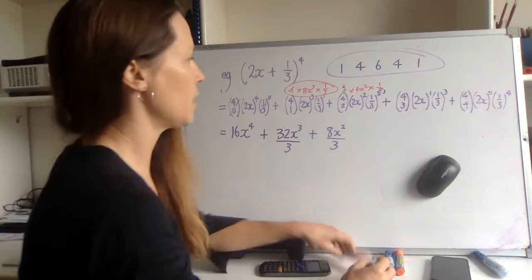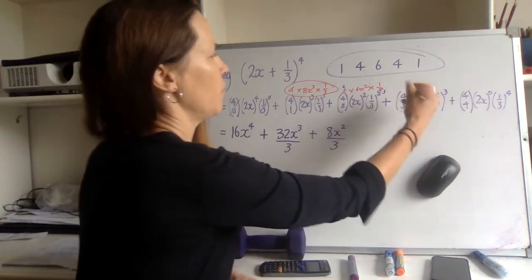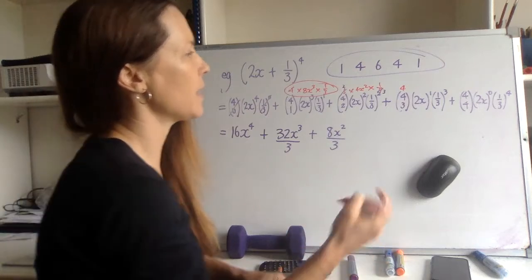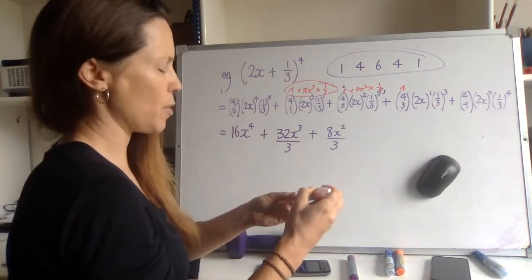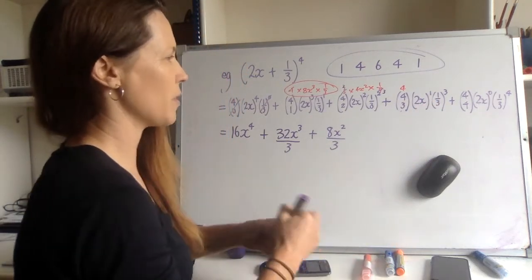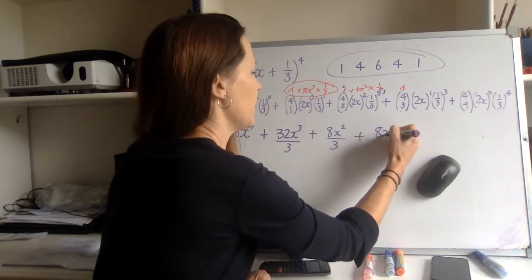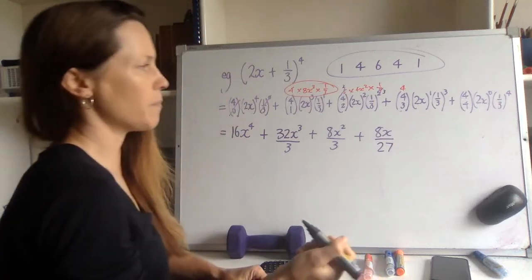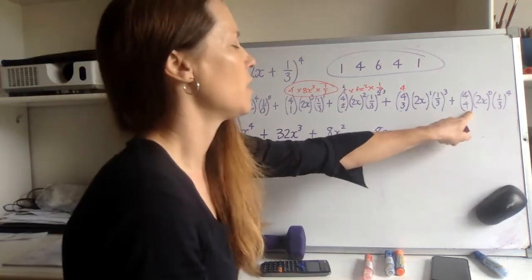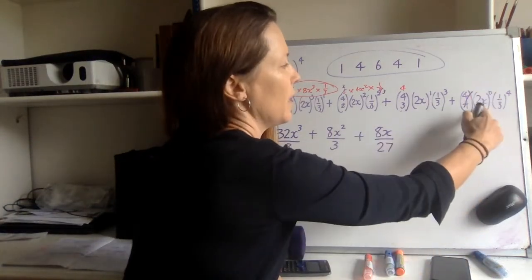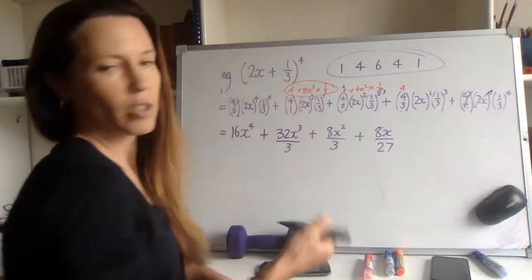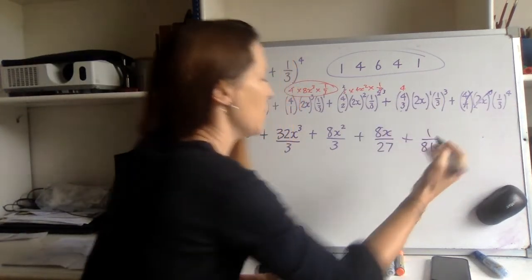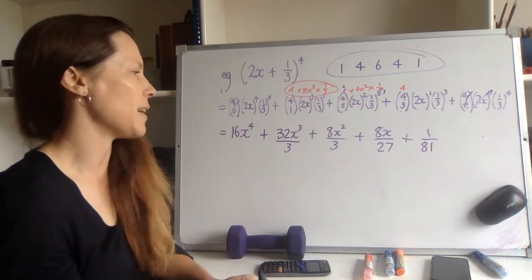Now for the next one, 4 choose 3, well that's 4. Multiplied by 2x, I can do that in my head, that's 8x. Multiplied by 1/3 cubed, that's 1/27. So I've got 8x multiplied by 1/27, which I can write like that. And the last one, 4 choose 4, that's just 1. And this term here will just be 1. So I've just got 1/3 raised to the power of 4, and that is 1/81. And I'm finished. I can leave my answer just like that.